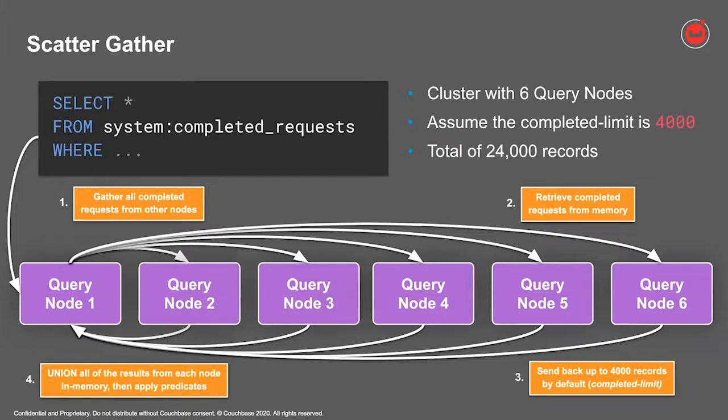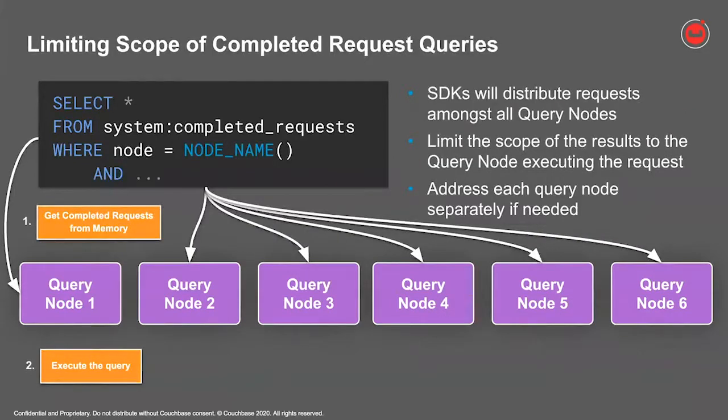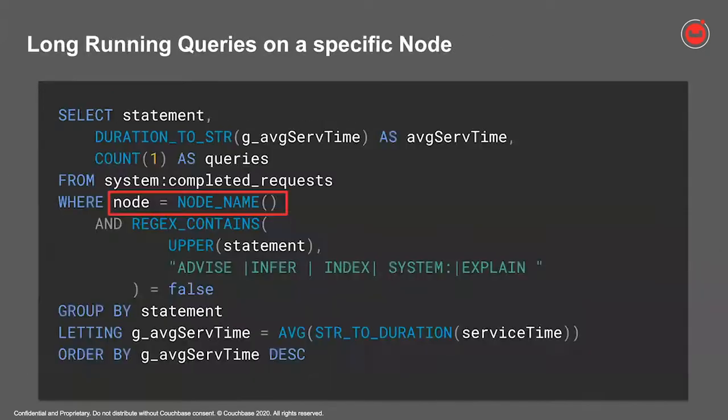That's one option. However, there's another option that I prefer, which is to limit the scope of the completed request query. In this case, I can introduce a predicate that says node equal node name. The node name function will return the name of the query node that is executing that query, and subsequently limit the results to just those that are in the system completed request keyspace on that node. We know SDKs are going to distribute requests amongst all of the nodes in the cluster, so the likelihood that I would miss a request is very, very small. And if I needed to, I can still address each query node individually in the cluster, but I have limited the scope of that.